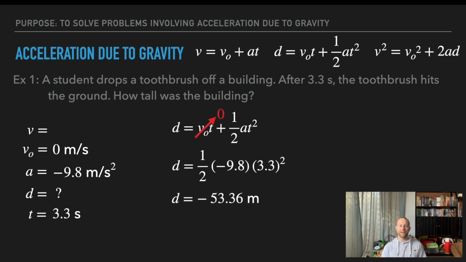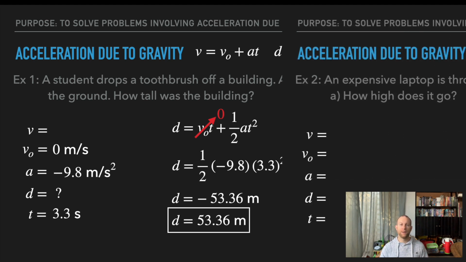Notice here I've got a negative displacement. Again, negative means it went down. It's not asking for what's the toothbrush's displacement. It's asking how tall is the building. So it's asking for a distance. We want to include the 53.36 without the negative. We just want how high. We don't need a displacement. So this is why you need to know the difference between a scalar and a vector to know how to write your final answer. This is the confusing bit.